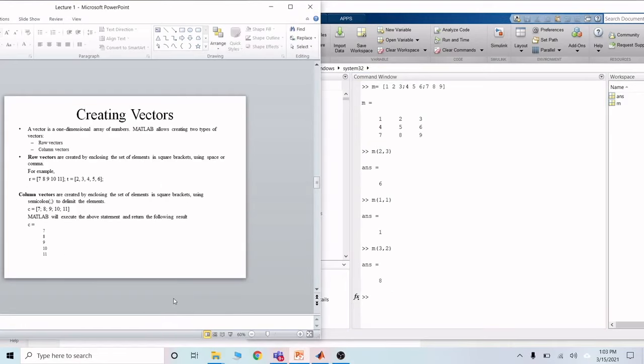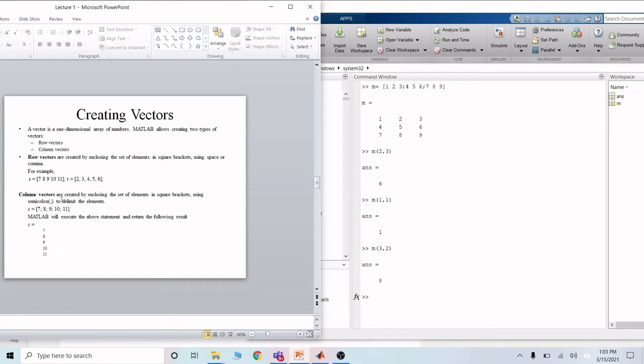Go for the next. Creating vectors. A vector is a one-dimensional array of numbers. MATLAB allows creating two types of vectors, row vector and column vector. Row vectors are created by enclosing the set of elements in square brackets, because it's an array. A row vector is also a special type of array. So we use square brackets, with space or comma.